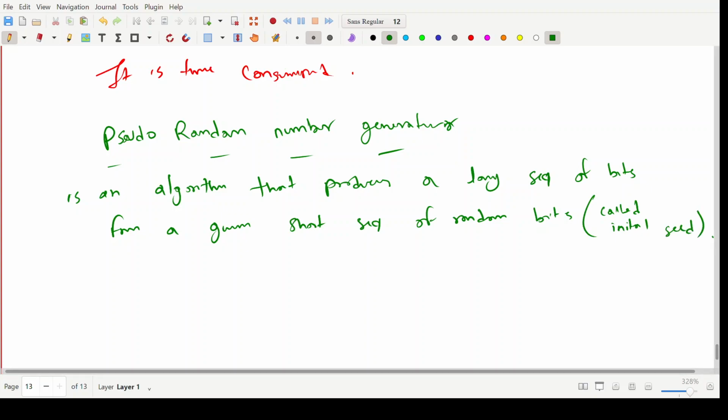The output sequence of bits is not truly random but looks like a random sequence, as it depends on the initial seed. The initial seed was of short length but it was random. So the final sequence is also not completely random, but it is a look-alike random sequence. That's why it is called a pseudo random number generator.